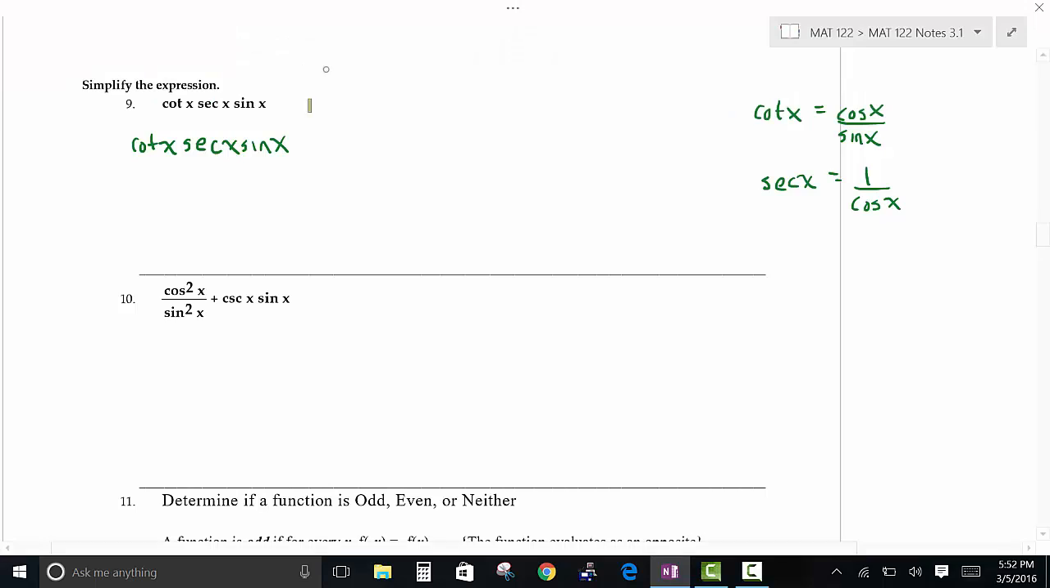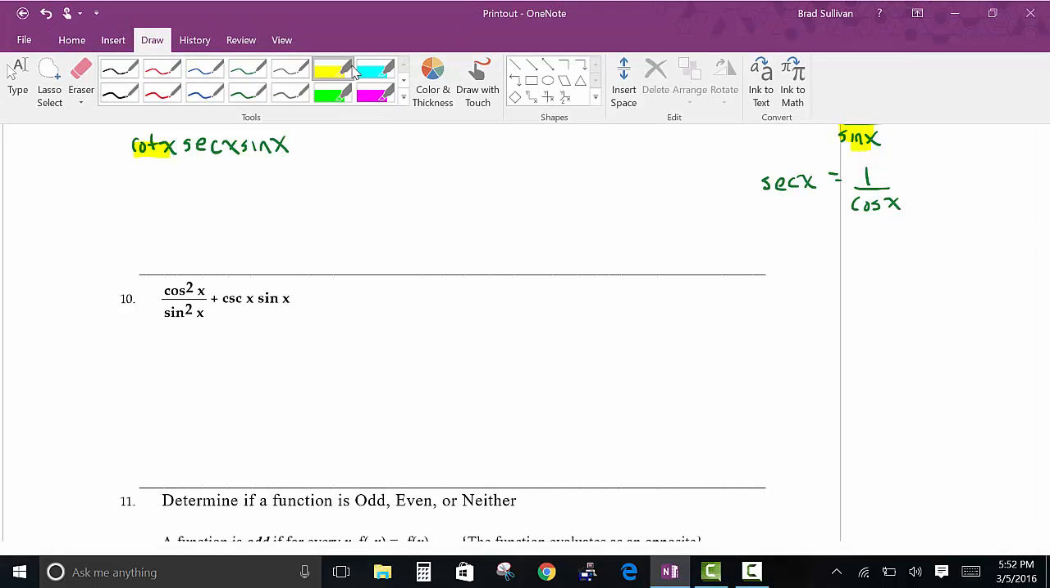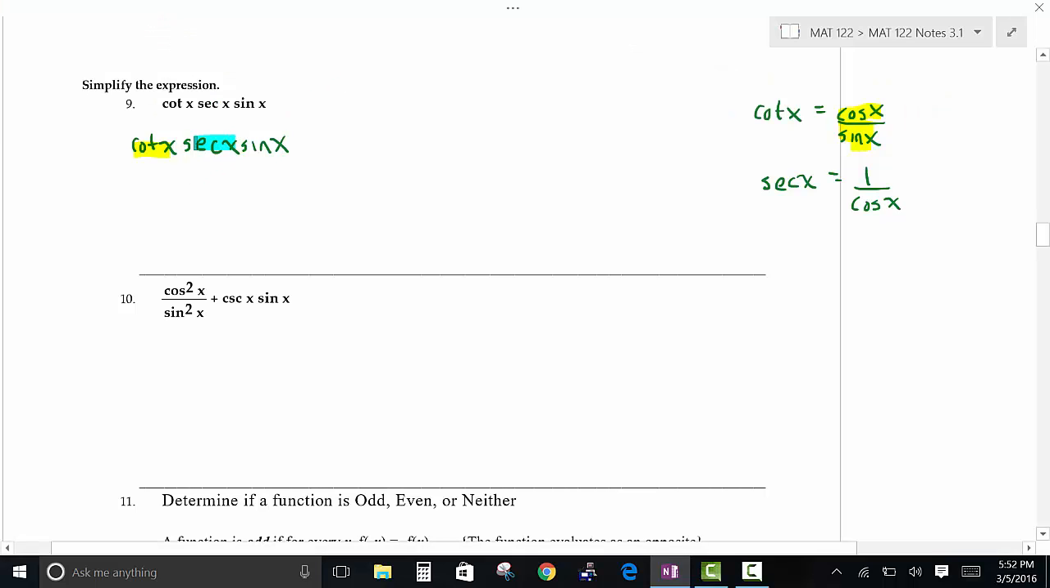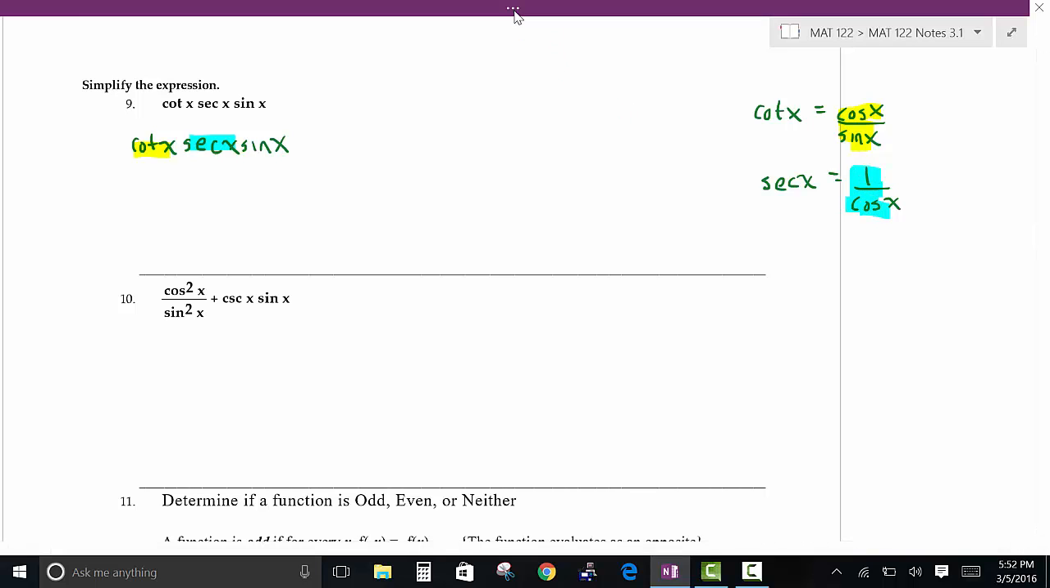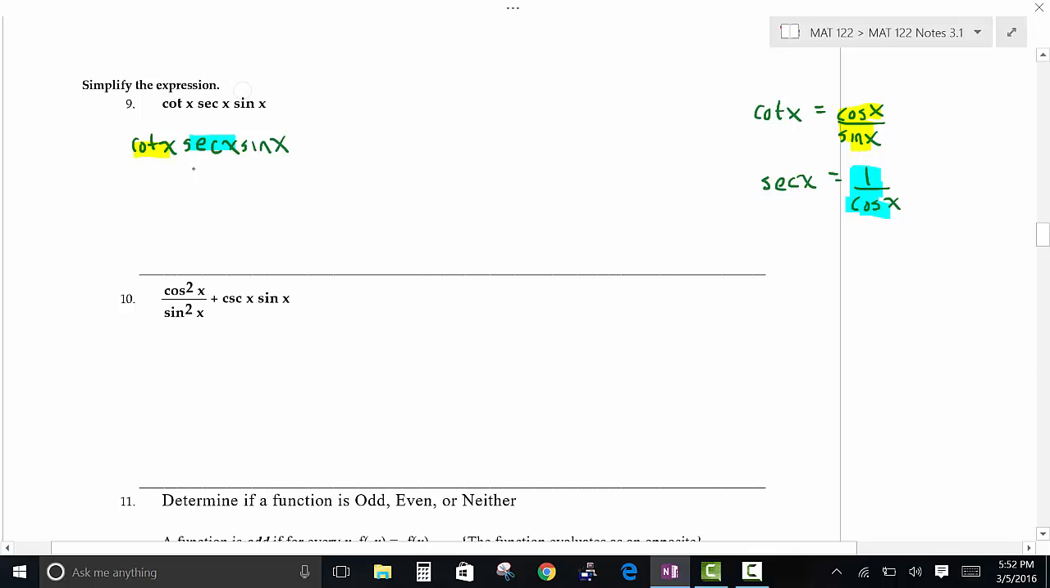To begin with, I'm going to take the cotangent and replace it with what it's equal to. Then I'm going to take the secant and replace it with what it's equal to. And then we'll see if we have any algebraic simplifications we can do. All right, so the cotangent gets replaced with cosine x over sine x. The secant gets replaced with 1 over the cosine of x. Then I'm going to leave the sine x alone.